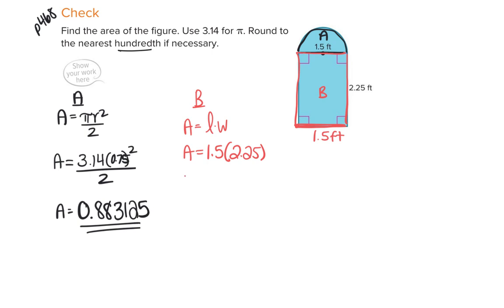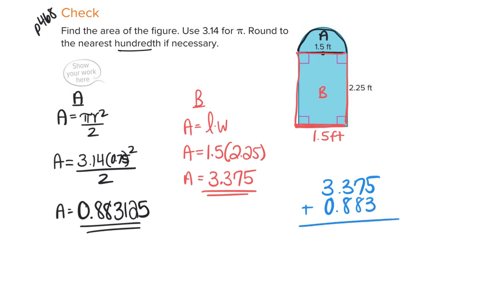And we get an area of 3.375. Okay, so then to get our total area, we have to add those together because we've got our semicircle added to our rectangle. And so I'm going to do that over here. I have 3.375 plus 0.883. I'm going to stop there.